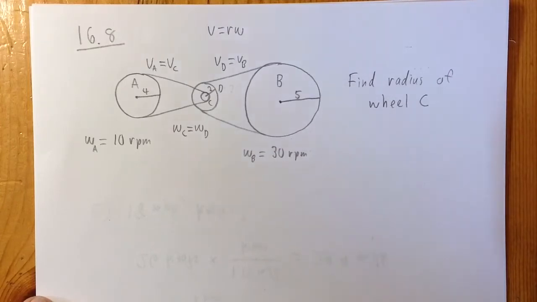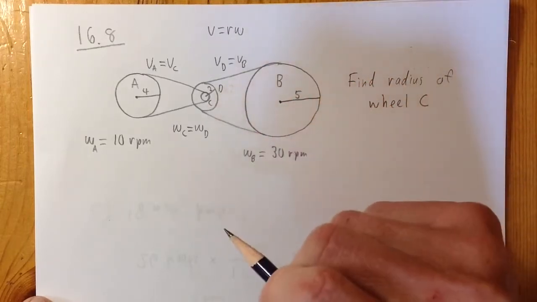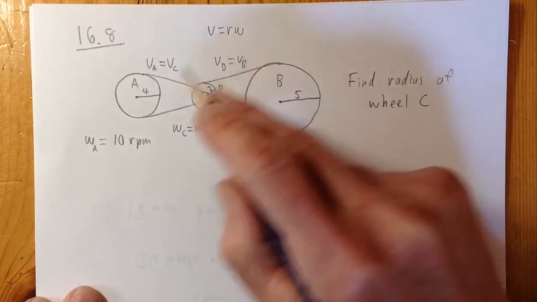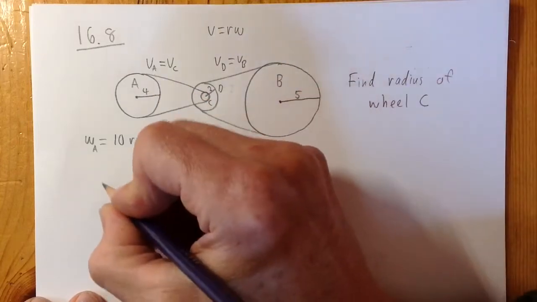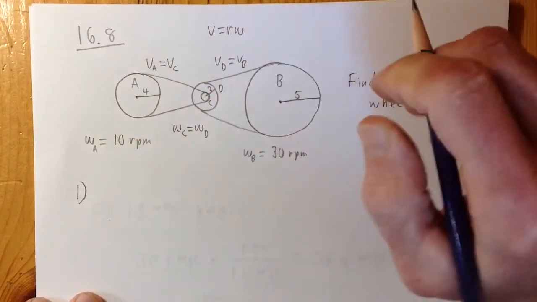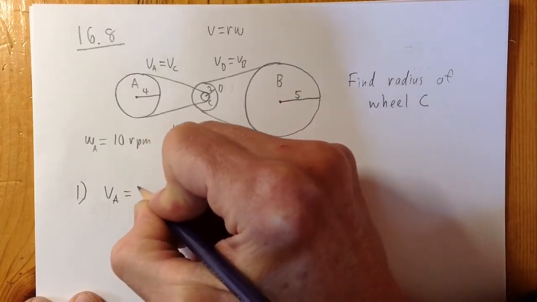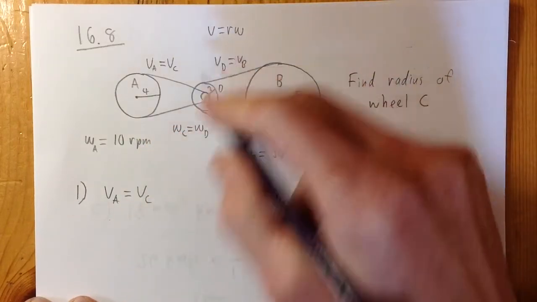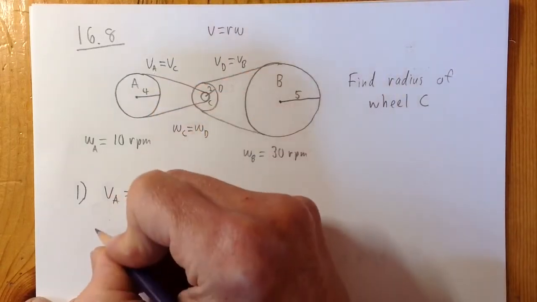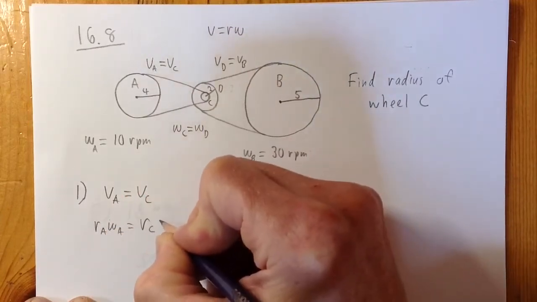Okay. Now it's just a puzzle. Now we just have to figure out what the radius of C is by knowing all this. So we use this formula: R omega is equal to R omega. If we have VA equals VC, let's do that first. You can start anywhere you want, but let's just start there. VA is radius of A times omega of A. So this is radius of A, omega A equals radius of C, omega C.